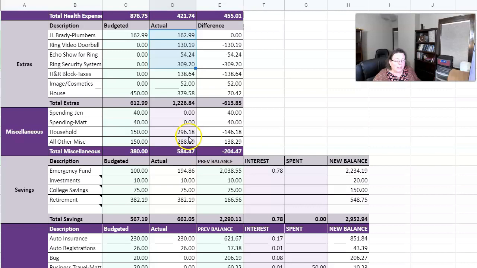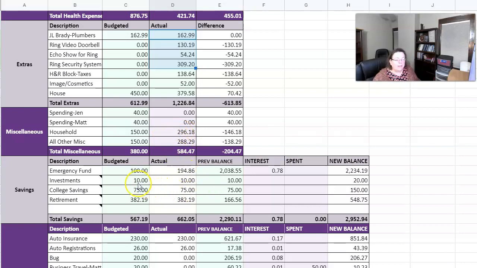So there haven't really been a reason for us to spend anything, honestly. And then in household, we spent $296, and in all other miscellaneous, $288. That brought the total to $584, which is $204 more than what we originally planned. And I'm remembering now that I put the ring service, it was like $105 or something like that. I put that in one of these line items. So that's where that is.